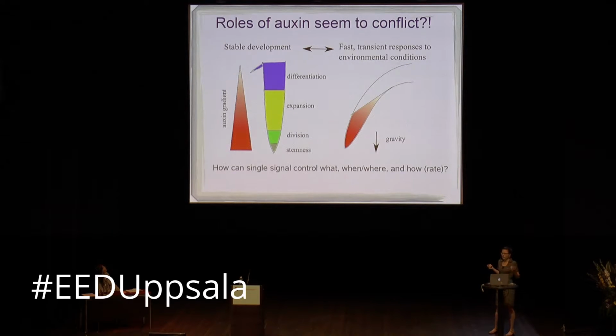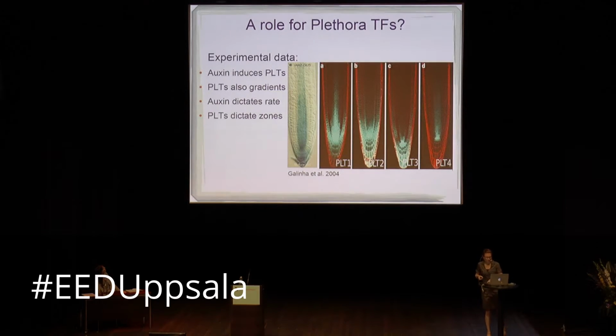So doesn't that somehow conflict? If we want to have this stable developmental zonation, we need this auxin gradient. But if we want to, in a fast and transient manner, adapt to the fact that we've just toppled over, we need this auxin gradient. That seems to conflict with one another, right? Doesn't this ruin that? Or put differently, how can a single signal determine both what to do, to divide or expand or differentiate, or to determine for a single process to do it faster on one side than the other? How can you encode that information?